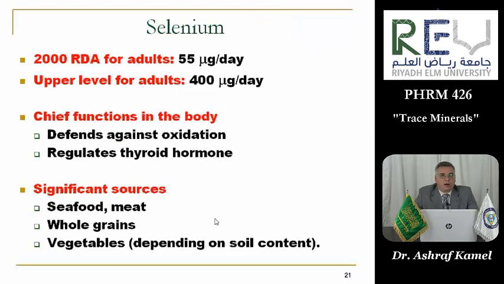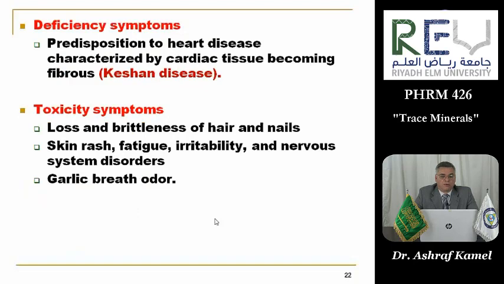Selenium. RDA for adults in 2000 was 55 microgram per day, and the upper level is 400 microgram per day. Chief functions of the body, it's an antioxidant and regulates the thyroid hormone. Significant sources: seafood, meat, whole grain, vegetables, and this depends on the soil content of this mineral. Deficiency predisposes to heart disease characterized by cardiac tissue becoming fibrous, fibrosis. This is called Keshan disease.